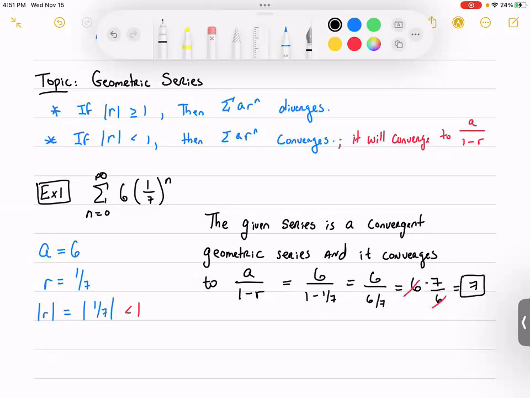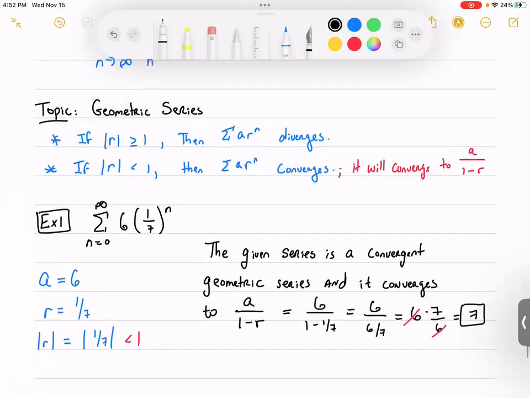We have that the given series is a convergent geometric series because, if you look at the work to our left, the absolute value of r, which is 1 over 7, is strictly less than 1. So therefore it converges. What does it converge to? It converges to a over 1 minus r. Since our a is 6 and r is 1 over 7, you get 6 over 7, which will then simplify to 7. How's that? That's good?